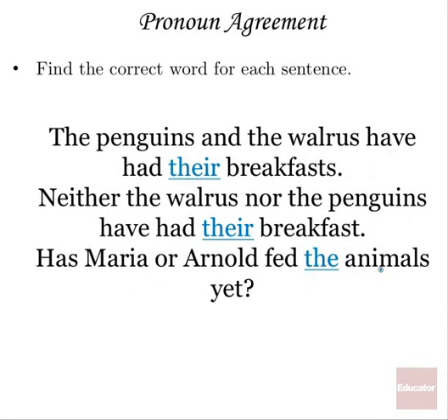And here we are. "The penguins and the walrus have had their breakfasts." Your key word here was and. We have a compound antecedent connected by and, so we can have a plural pronoun. Solves the problem nicely. "Neither the walrus nor the penguins have had their breakfast." Your clue here was neither, nor, and penguins. Remember, when you have a neither nor and gender isn't an issue, then the number of the antecedent closest to the pronoun determines the number of the pronoun. So penguins is plural, so you get their. And finally, "Has Maria or Arnold fed the animals yet?" Well, we use the instead of a pronoun because Maria is female, Arnold is male, and so we've written ourselves into a corner otherwise.